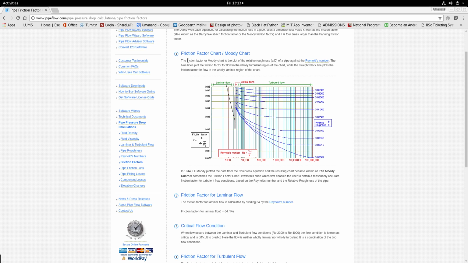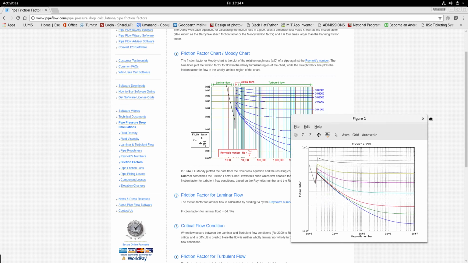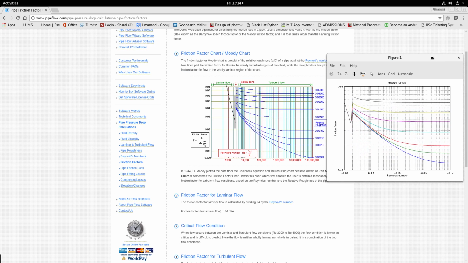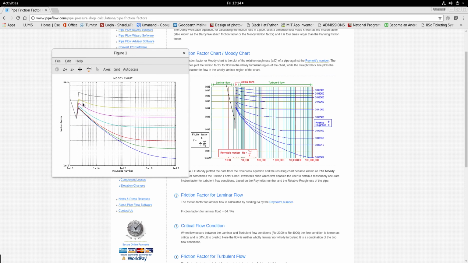I went to Google and then went to this particular site here to look at the Moody chart. You see that there is a Moody chart given here, for similar values of roughness ratios which I have chosen in the Octave script. You can actually compare it with the Moody chart that we have generated using the Octave script. Both are similar. In fact, the values are also exactly the same for the various roughness indices.